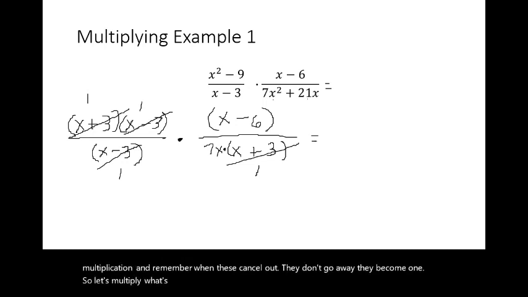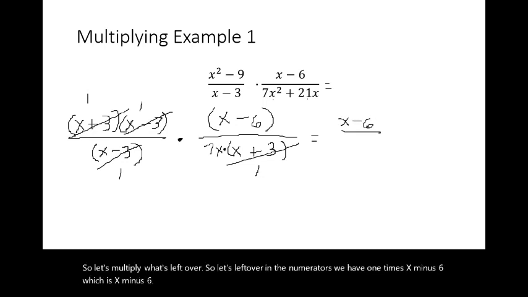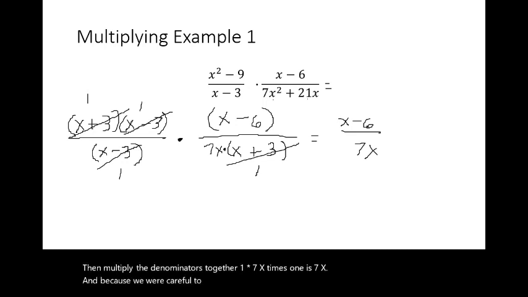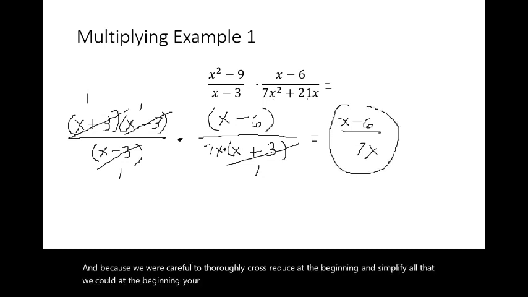So what's left over in the numerators, we have 1 times x minus 6, which is x minus 6. Then multiply the denominators together. 1 times 7x times 1 is 7x. And because we were careful to thoroughly cross-reduce at the beginning and simplify all that we could at the beginning, your final answer is in lowest terms.